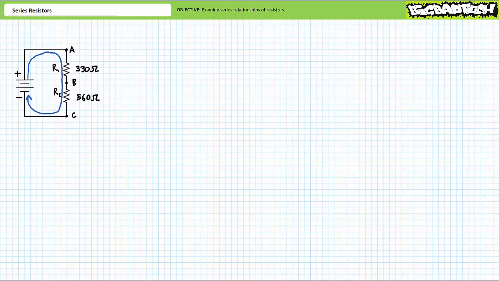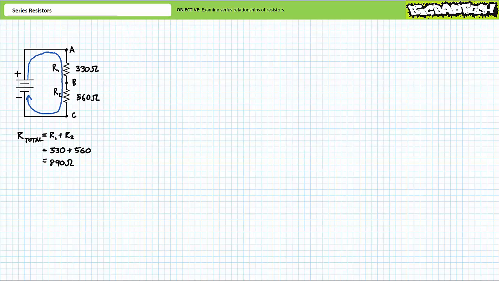This implies that the source sees a total resistance equal to the summation of resistor 1 and resistor 2. That's it. Series resistances add up. Do you need a formula to remember this? For this series circuit consisting of a 330 ohm resistor in series with a 560 ohm resistor, the source sees a total resistance of 330 plus 560, or 890 ohms.